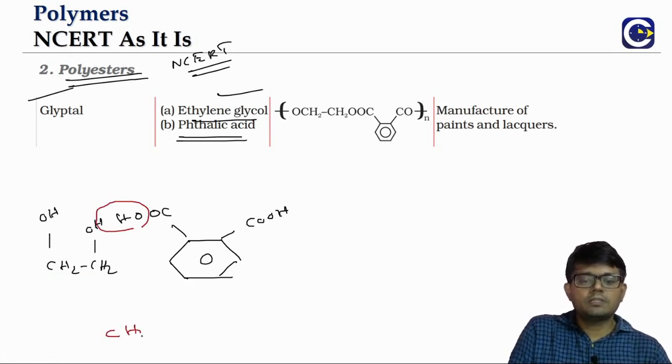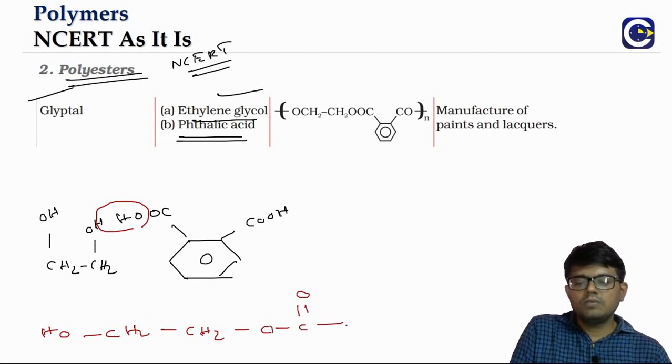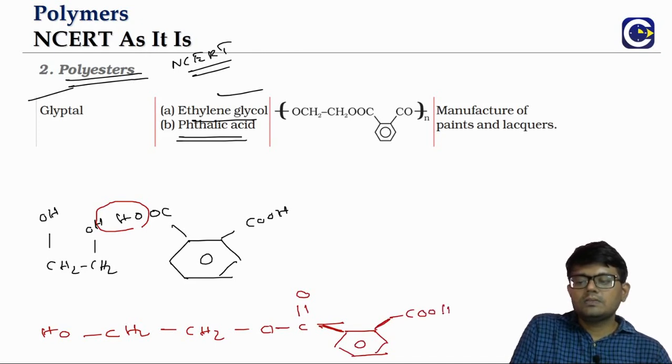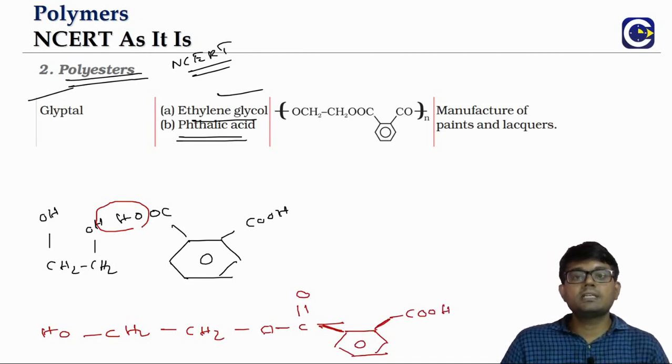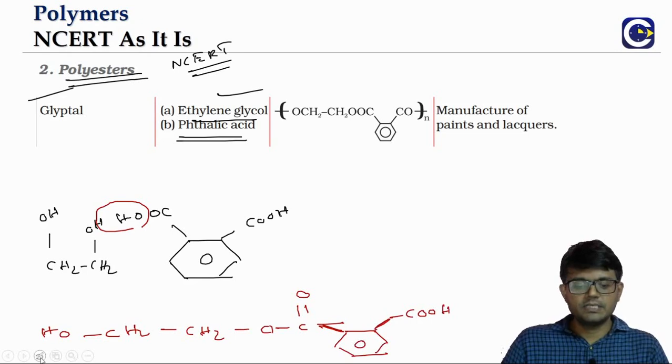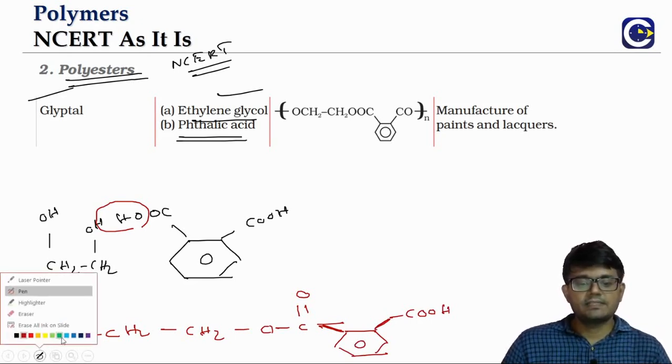We will be forming what? CH2. This side will have OH. Then there will be a CH2, OCO. Then we will have a benzene ring. And then we will have a COOH. So this is the unit that is formed after the first step of condensation. Remember condensation, what we will do? Step by step. After first step of condensation, we will get this.